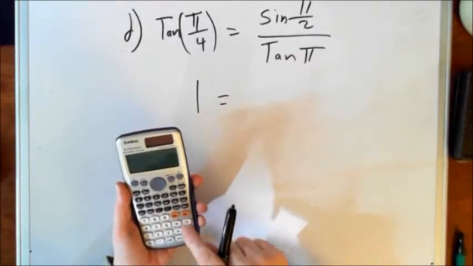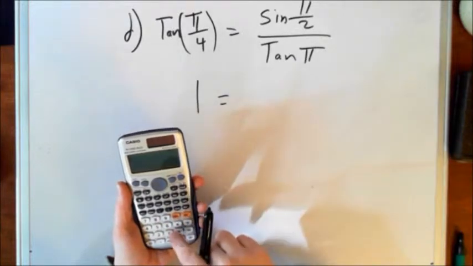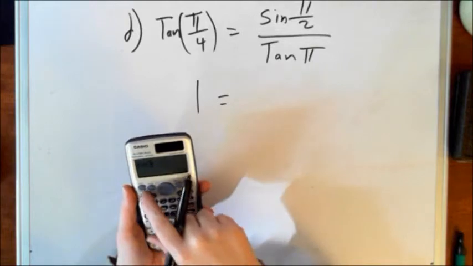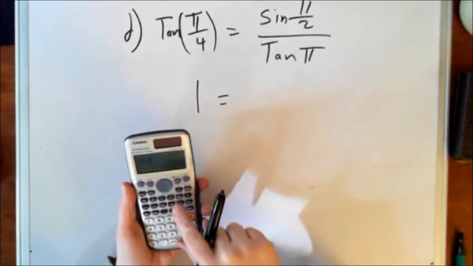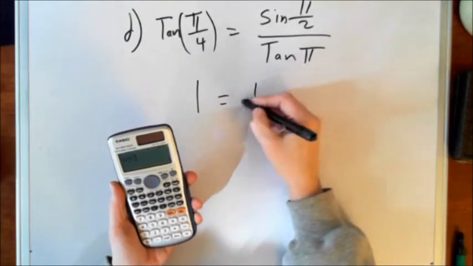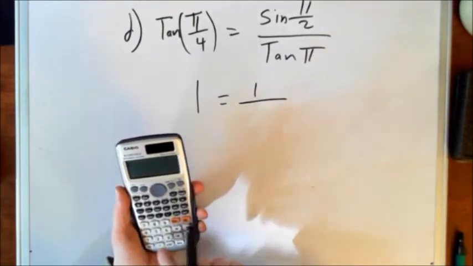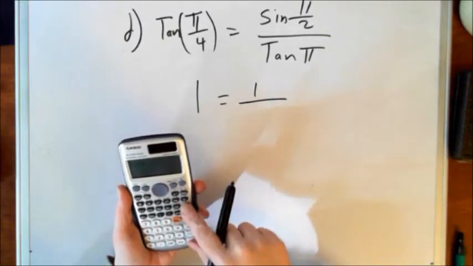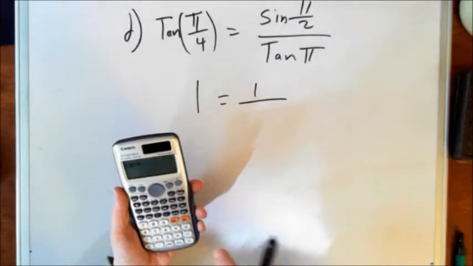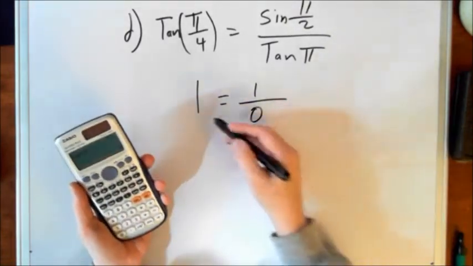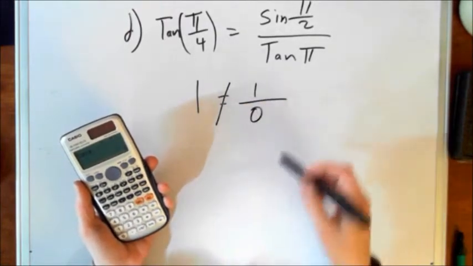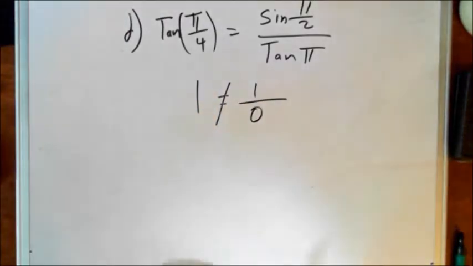And now I want to look at the sine of half pi. I'm still in radians. So I hit the sine button, and then I do pi divided by 2, which is equal to 1, over tangent of pi. Hit the tangent button and shift for the pi, and I get 0. So 1 is not equal to 1 over 0. That would be undefined. So there we have it.